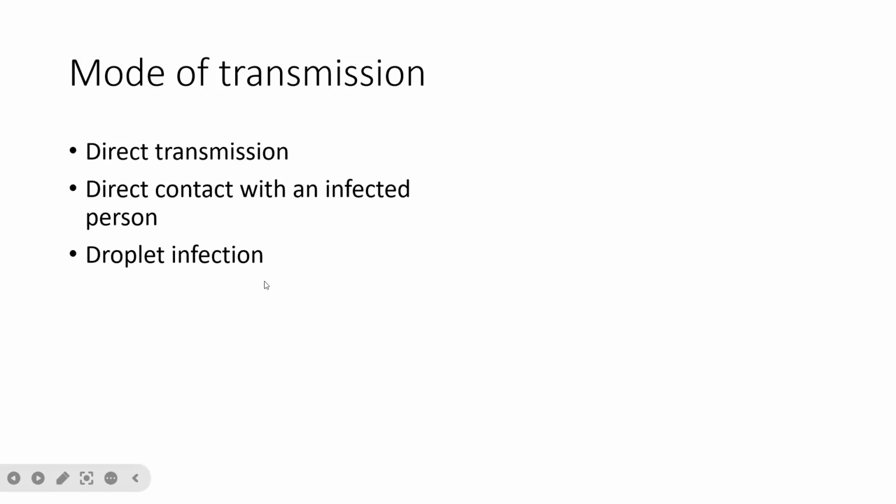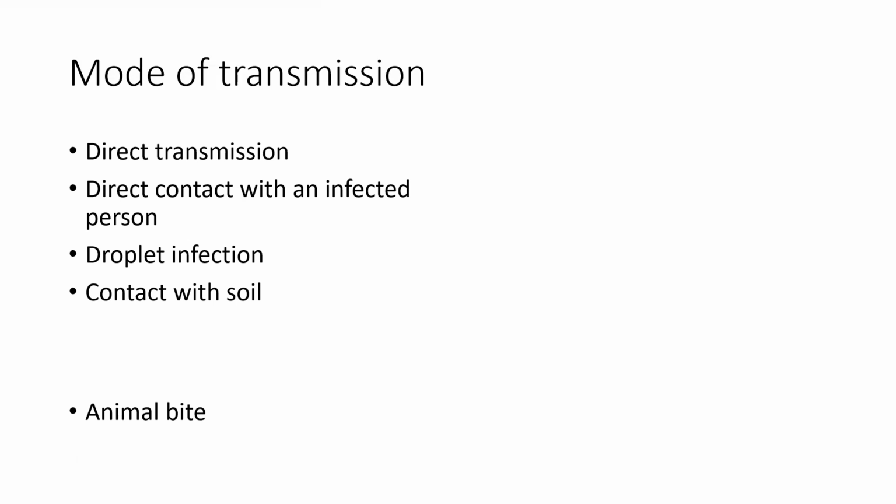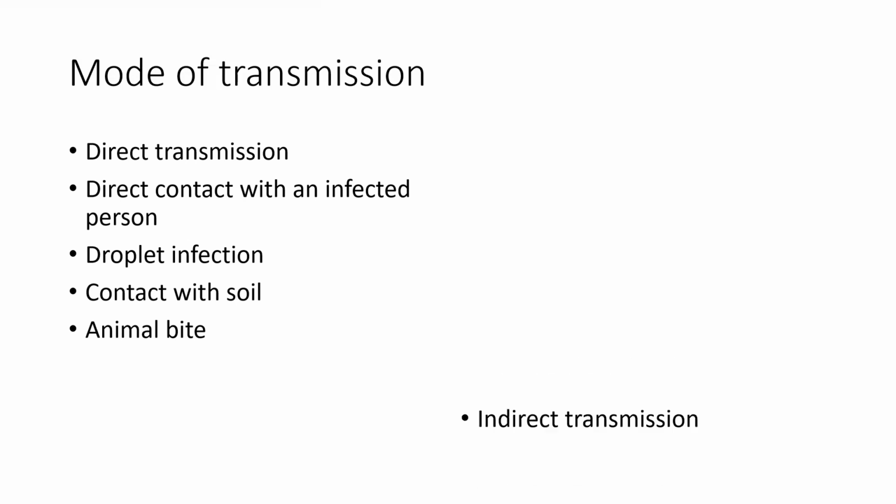Droplet infection. If the person is suffering from that disease, if I am suffering and I sneeze while you are in close contact with me, that sneeze can go directly into your body, the particles. Contact with soil. For example, tetanus is the most common. Animal bite. The most common is rabies because of dogs.